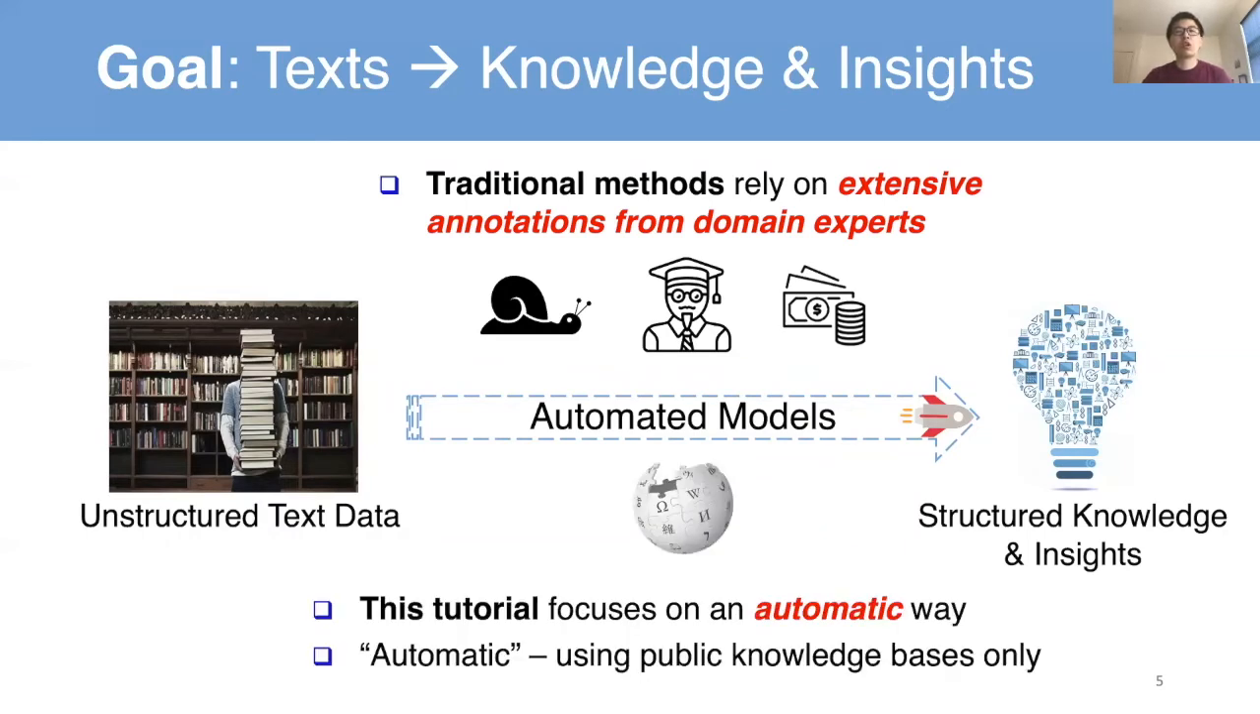So what we want to achieve in this tutorial is to find some automatic way to turn the unstructured text data into structured knowledge and insights. Automatic here means we want to use the public knowledge base only, without any additional human annotations. In this way, we can reduce the human annotation effort to a minimum.